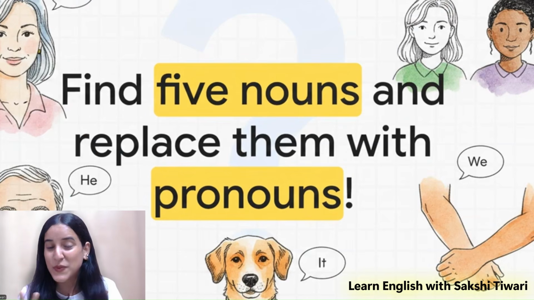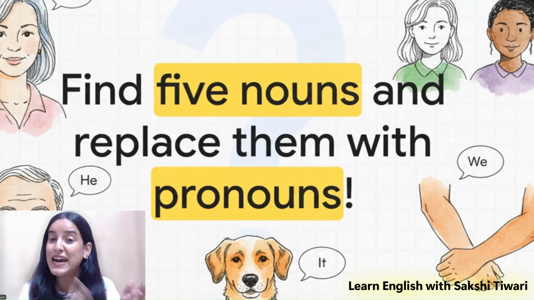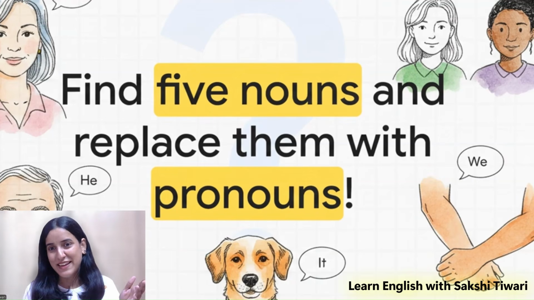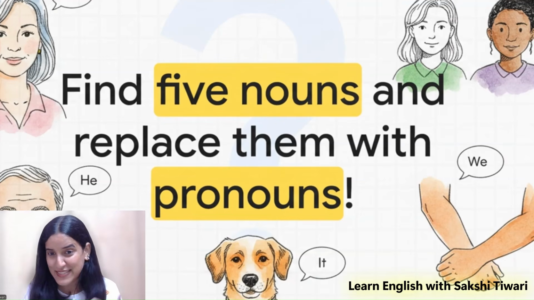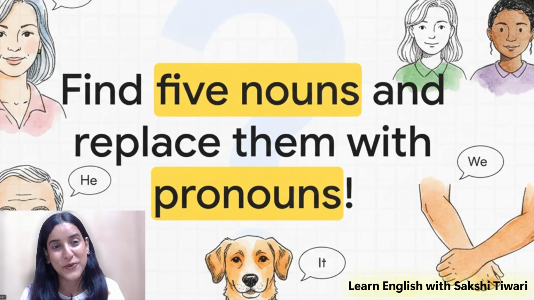So today I want you all to look around you and find 5 nouns, maybe mother, father, dog, friends, teacher, and now replace them with pronouns, right? Like for mother, what will I say? For father, what will I say? For dog, what will I say? Etc. Right? Let me know that in the comments. I will wait for your response.